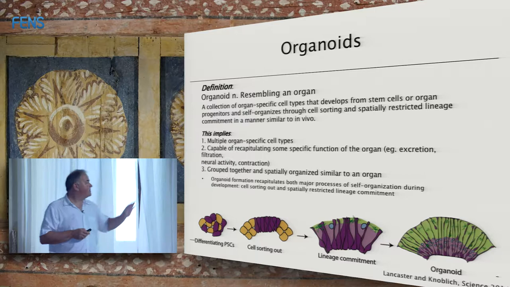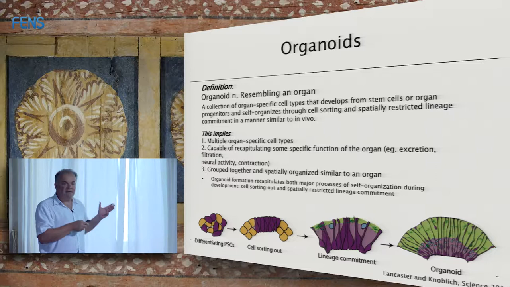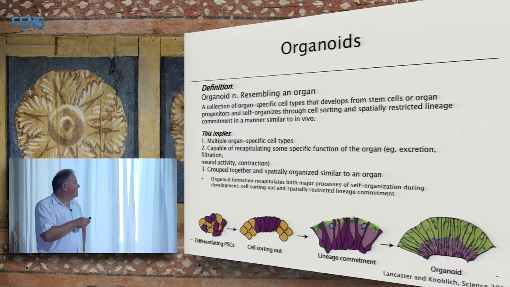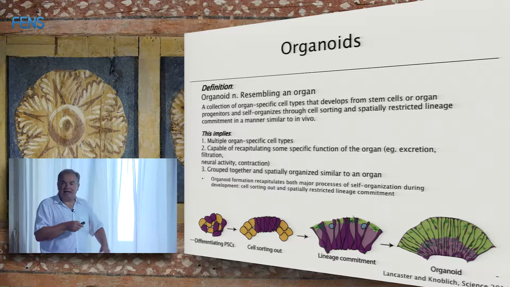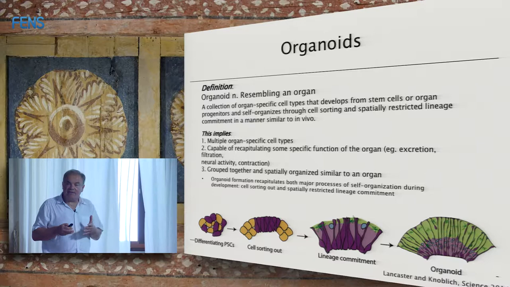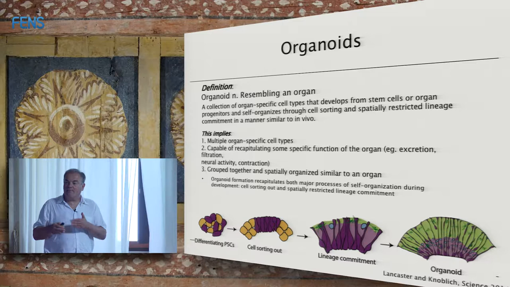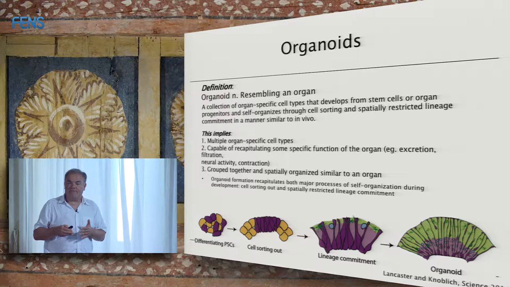And so the term organoid means like an organ, right? And I think there's a number of defining features for an organoid. The first one is that there has to be some kind of self-organization. So at least most of the cell types that are present in an organ have to be present. Second, the organoid has to be able to recapitulate some of the specific functions of the organ.